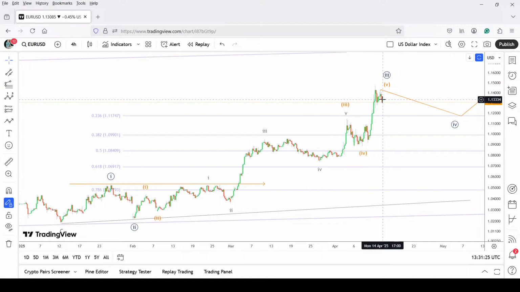So that's, according to the price action, what we are expecting now in the euro. There would be some sideways action. That's the most common expectation from here on.